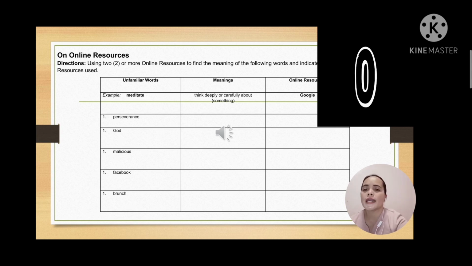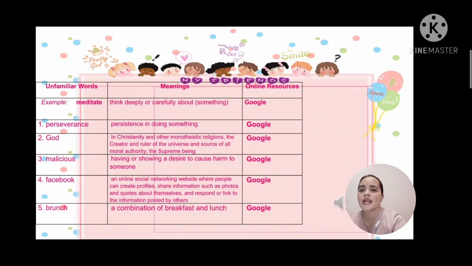10, 9, 8, 7, 6, 5, 4, 3, 2, 1, 0. Okay, time is up, class. So the answer is, for perseverance, we have persistence in doing something. Okay, as you can see, class, online resources, Google is the answer.